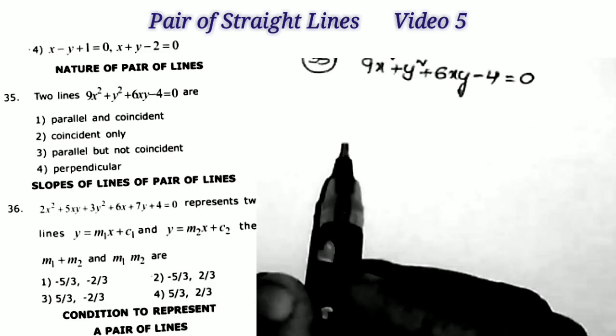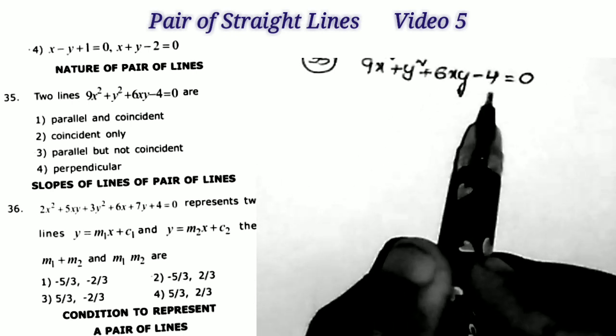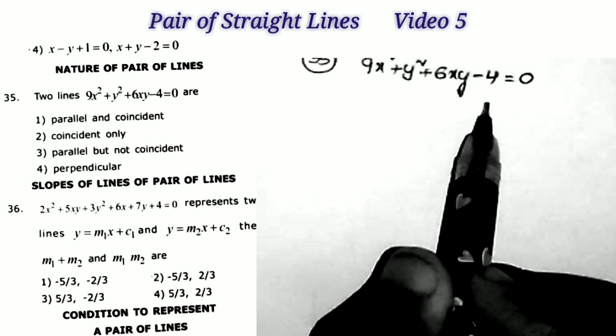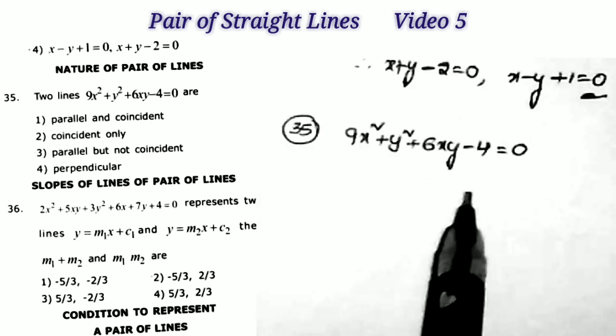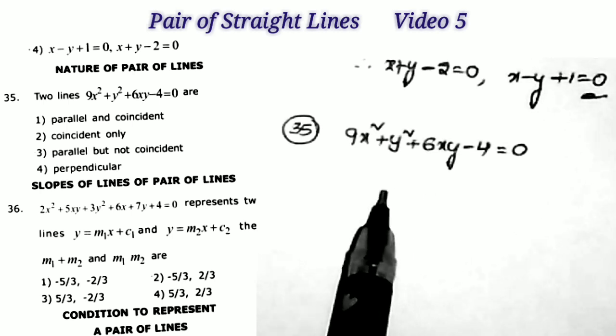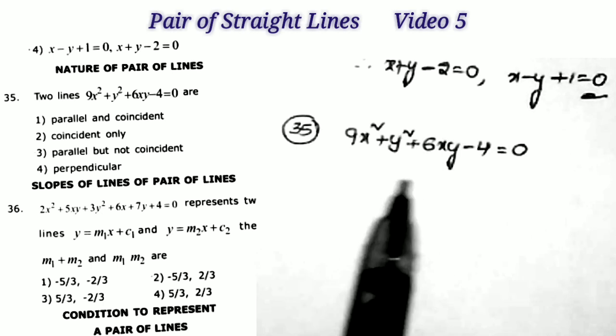Next question, sum number 35. The two lines 9x square plus y square plus 6xy minus 4 is equal to 0 are: the options are parallel and coincident, coincident only, parallel but not coincident, perpendicular lines. That is, we have to tell the relation between the lines.